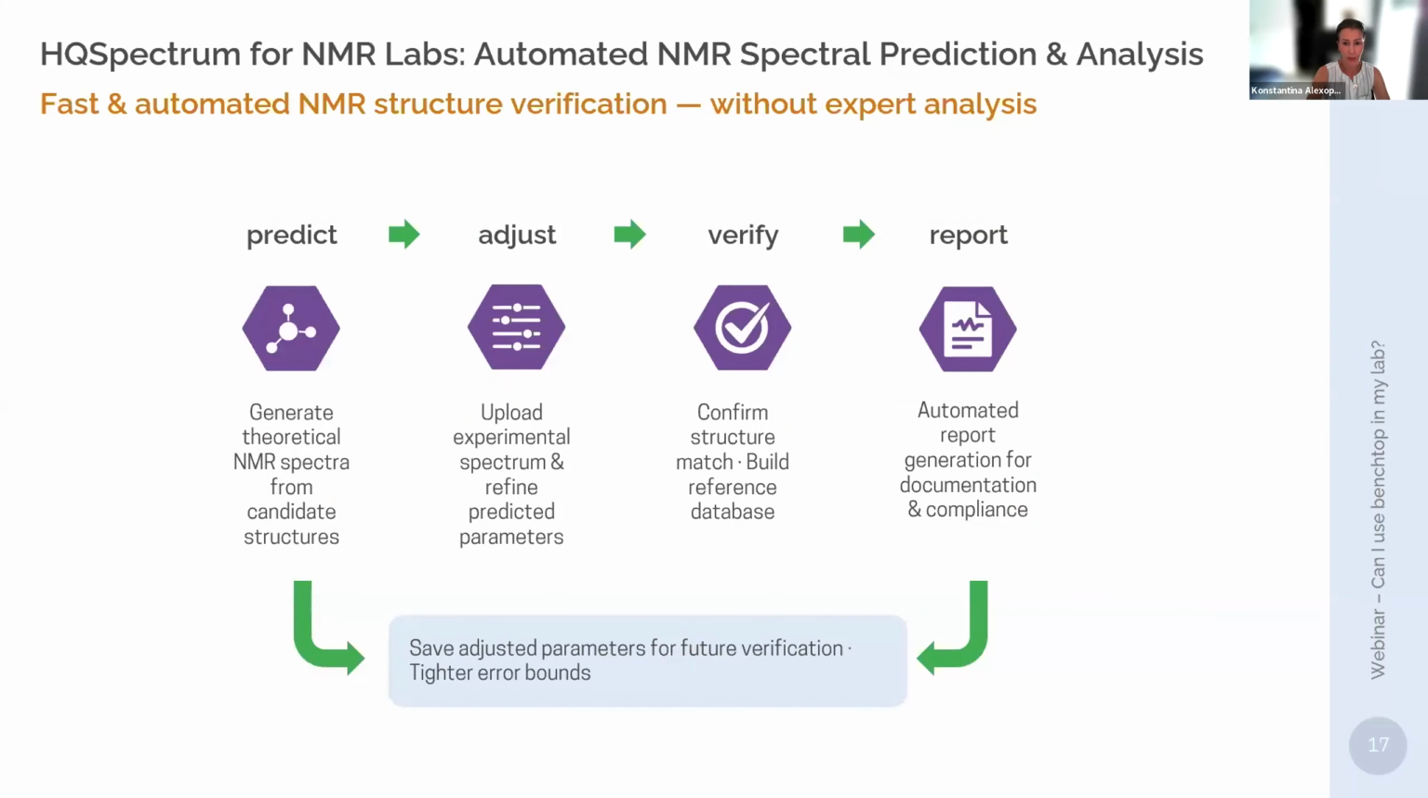So when we start working on the workflow, we identify at the end that it consists of 4 simple steps: predict, adjust, verify, and report. So HQS Spectrum at the beginning predicts the NMR spectrum from a proposed molecular structure, then compares it with the experimental spectrum. As a third step, it verifies the structure, and at the end automatically generates a report. Its verified spectrum is added to a knowledge base, and that can be helpful for the future and makes your analysis faster and more reliable.